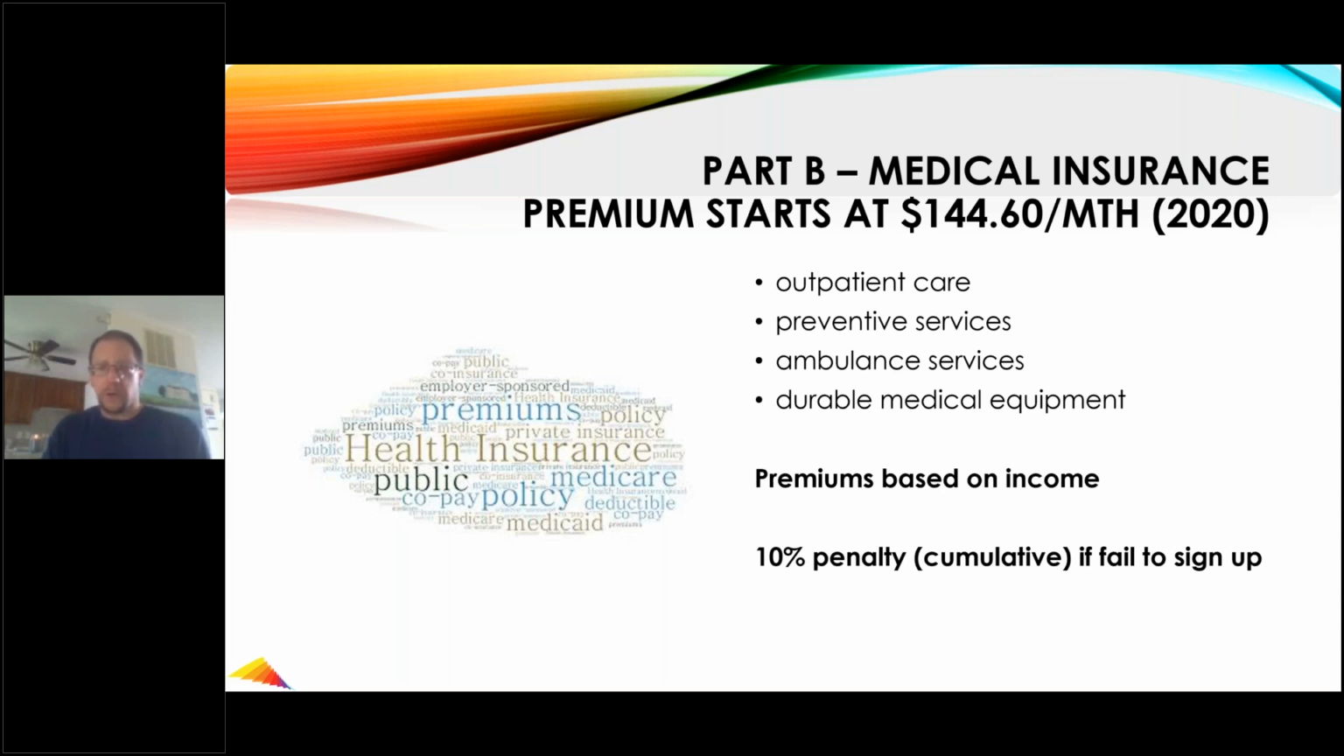The things it covers are on here: outpatient care, preventative services, etc. What's important to note is that if you do not sign up, there is a 10% penalty. So if you become eligible at 65 and you're not working and you don't have health insurance through an employer at 65, and you wait until you're 66, there's a 10% penalty. If you wait until you're 67, there's a 20% penalty. It stacks. It gets very, very expensive if you don't sign up.